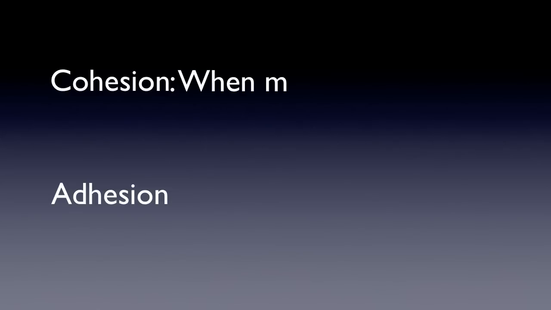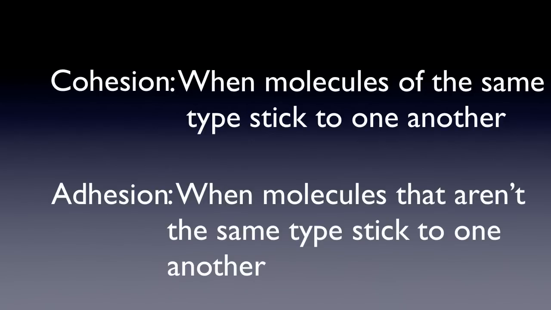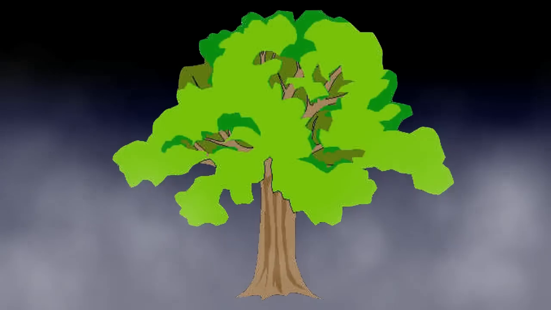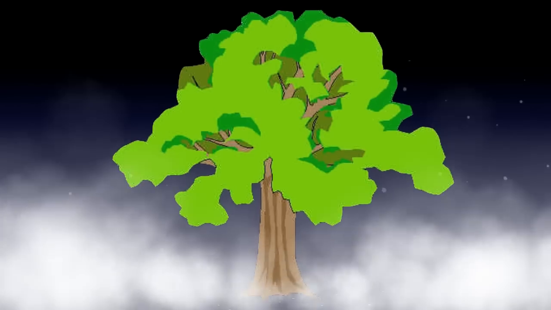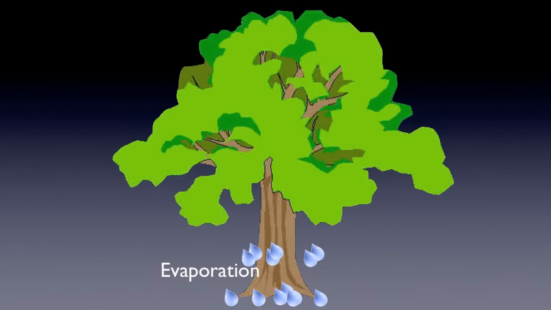Cohesion is when molecules of the same type stick to one another, and adhesion is when molecules that are not the same type are attracted to each other. Here is an example of cohesion and adhesion working together to feed a tree. After it rains, there is a lot of water collected into the tree's roots. Evaporation pulls the water up the roots into some narrow tubes inside the tree.